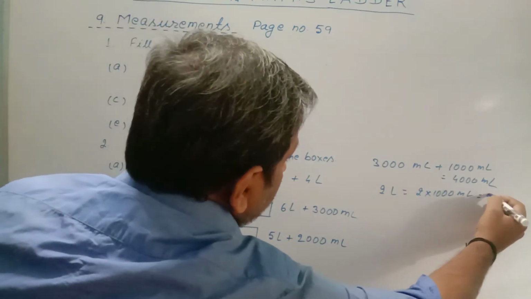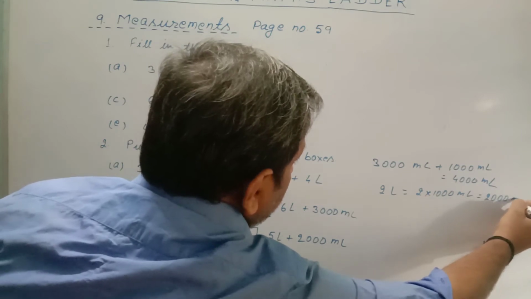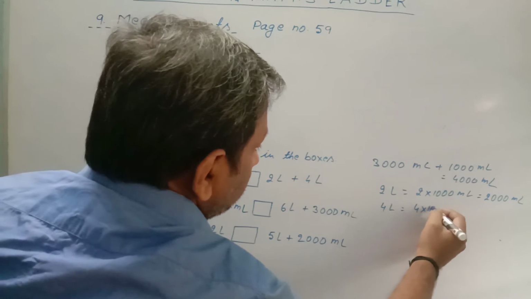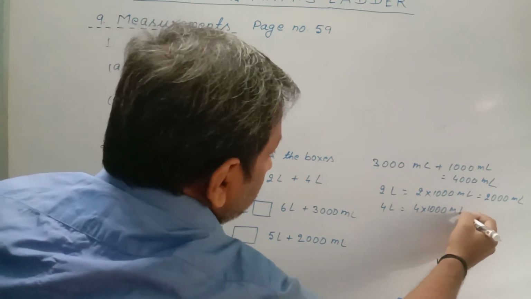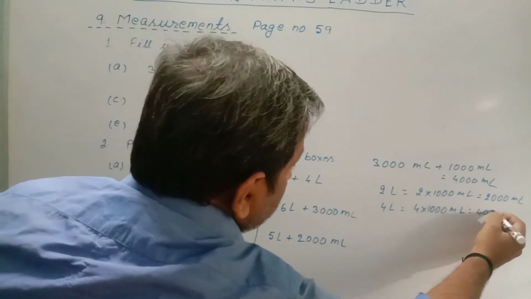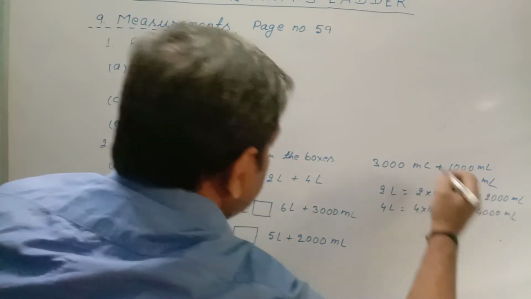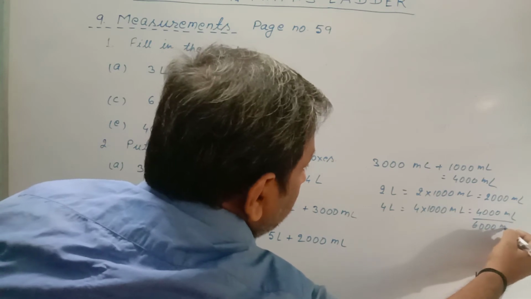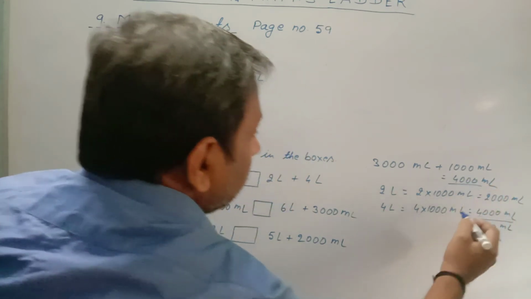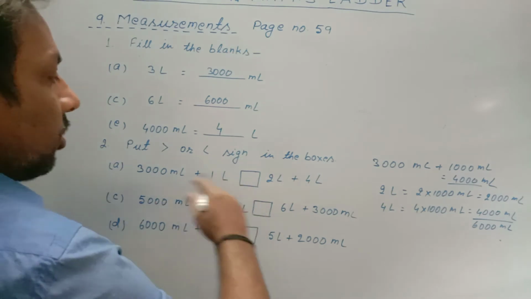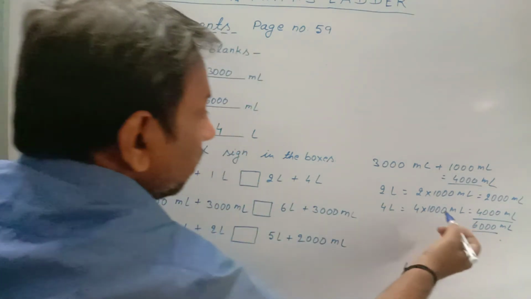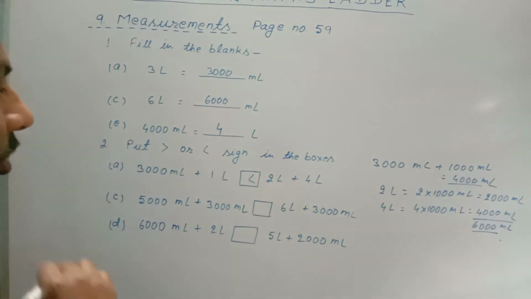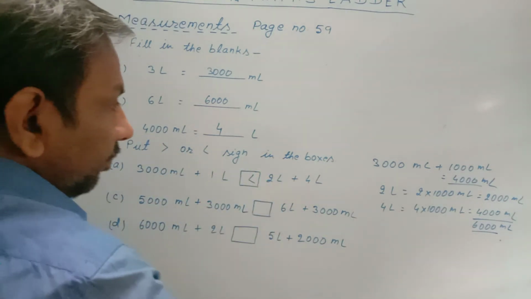So that became 2000 milliliter, and 4 liter, that will be 4 into 1000 milliliter equal to 4000 milliliter. So total became 6000 milliliter. So here you are seeing 4000 milliliter before the box and after the box 6000 milliliter. So 4000 milliliter is smaller than 6000 milliliter. In this box we will fill is smaller than.